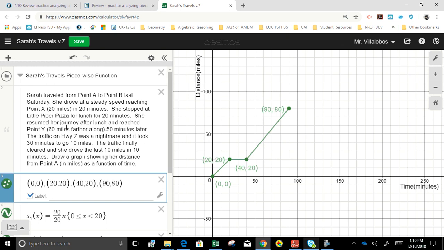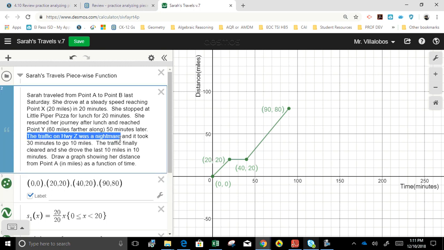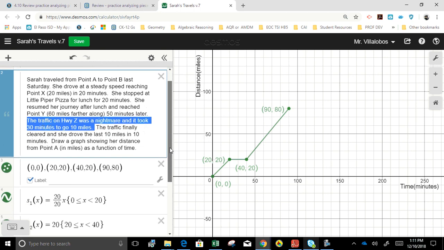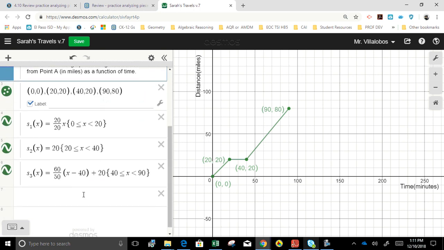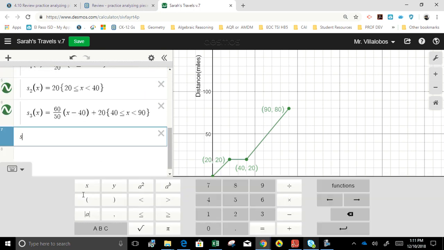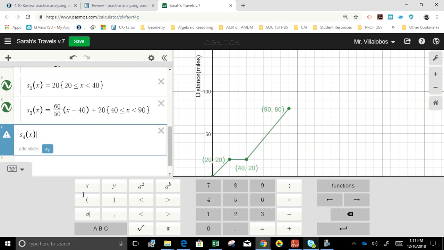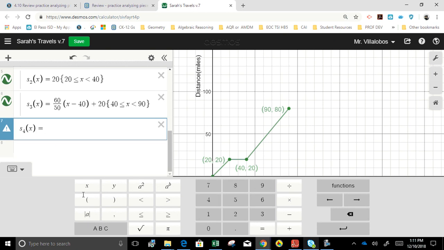She resumed her journey after lunch. He said that already. But then she hit Highway Z. The traffic on Highway Z was a nightmare. Who cares? All I want to know is how long it took and how far did she go. There you go. It took her 30 minutes to go 10 miles. Half hour to go 10 miles. So is it rise or run? What part am I on? S4, open parentheses X, equals, how far? She went 10 miles in 30 minutes.